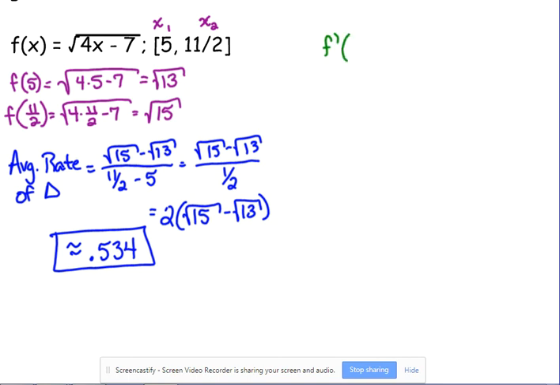So f prime of 5 is the limit as x approaches 5 of f of x, so just the square root of 4x minus 7, minus f of a. Well, guess what? We already figured that out a second ago. It was the square root of 13 over x minus a. Now, guess what? We still have the same problem. If we plug in 5, look at what's going to happen. We're going to get the square root of 20 minus 7, which is 13, minus the square root of 13, which is 0, over 5 minus 5, which is 0.